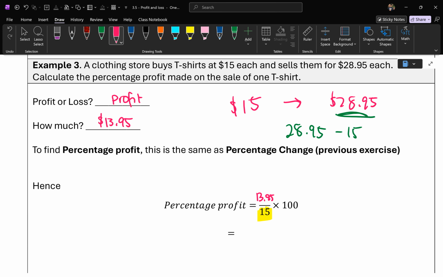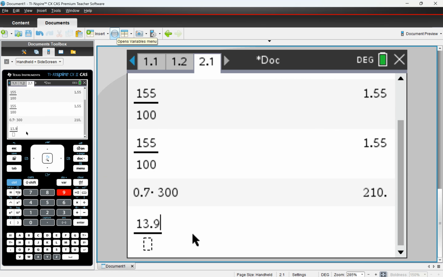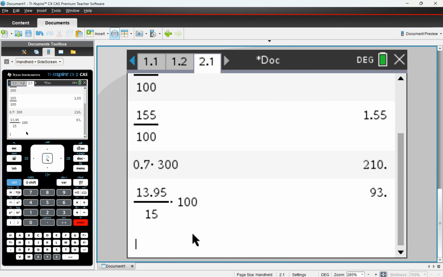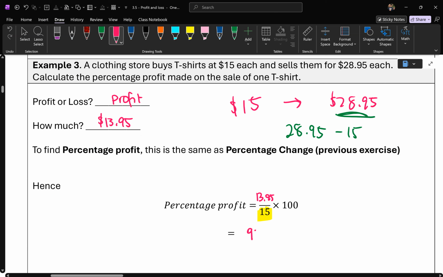But here we go. Let's work out the percentage. So 13.95 divided by 15. So that's the proportion. Times by 100 to convert it to a percentage. And that tells us 93. But it's not 93 only. It's 93%.